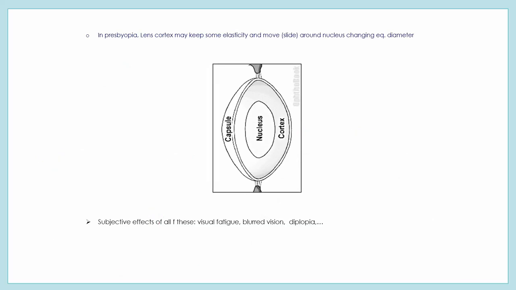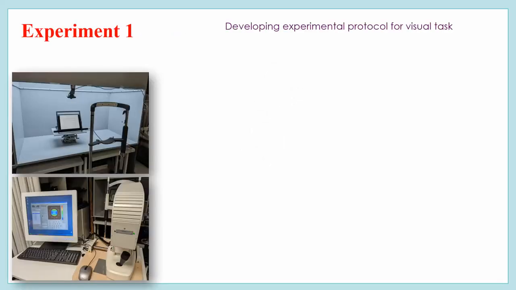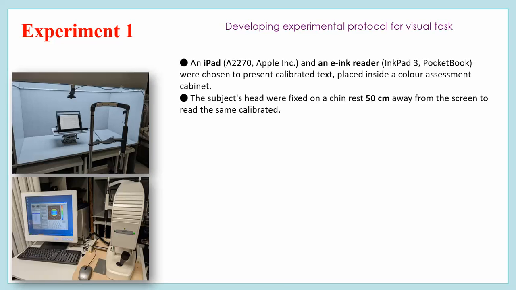In presbyopia, lens cortex may keep also some elasticity and move around the nucleus, changing equatorial diameter. Subjective effects of all of these are visual fatigue, blurred vision, and diplopia. So we developed first experiment to study the visual tasks using an iPad and e-ink reader that we're choosing to put in a color assessment cabinet.